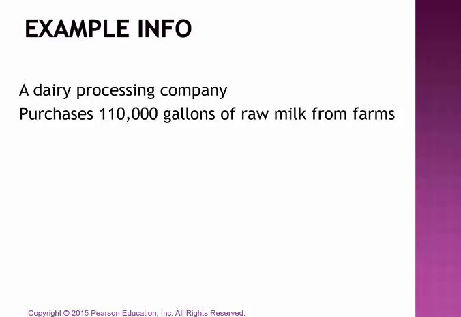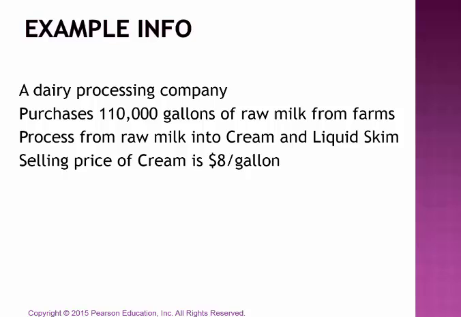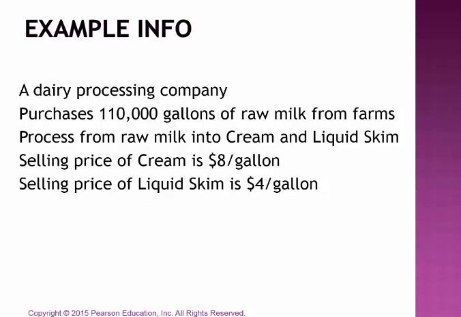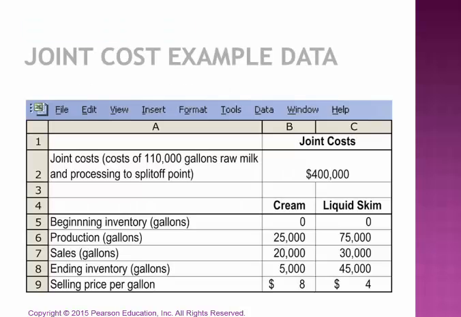Now, during the processing, we are going to go from 110,000 gallons of raw milk down to basically 100,000 gallons worth of these other products, because 10,000 gallons are lost due to evaporation and spillage. Okay? So don't let the quantities of what's actually produced versus what they start out with throw you off. When we sell these products, we will sell the cream for $8 a gallon, and we will sell the liquid skim for $4 a gallon.